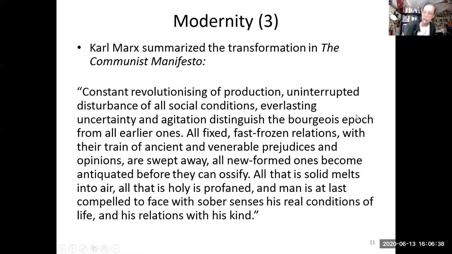As we'll see in a moment, the revolutions of 1848, which he'd hoped to inspire, actually took place without his input. Very few people read this. It was published in multiple languages, but it was not a bestseller by any means, the Communist Manifesto.